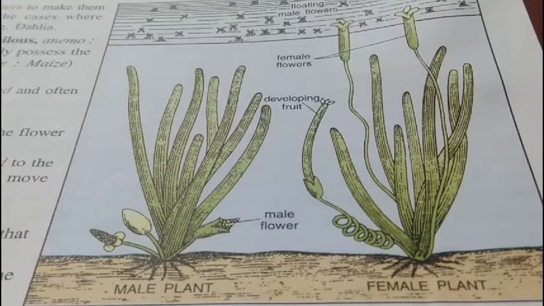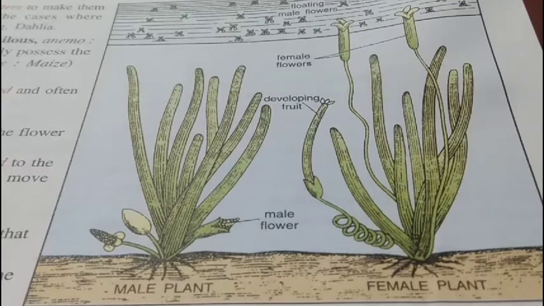Second is anemophily, that is wind pollination. The flowers which show anemophily are small, not brightly colored. They are without scent, and they do not have nectar. The stamens are long and usually hang out of the flower so that wind can easily throw the pollen grains to far away places.